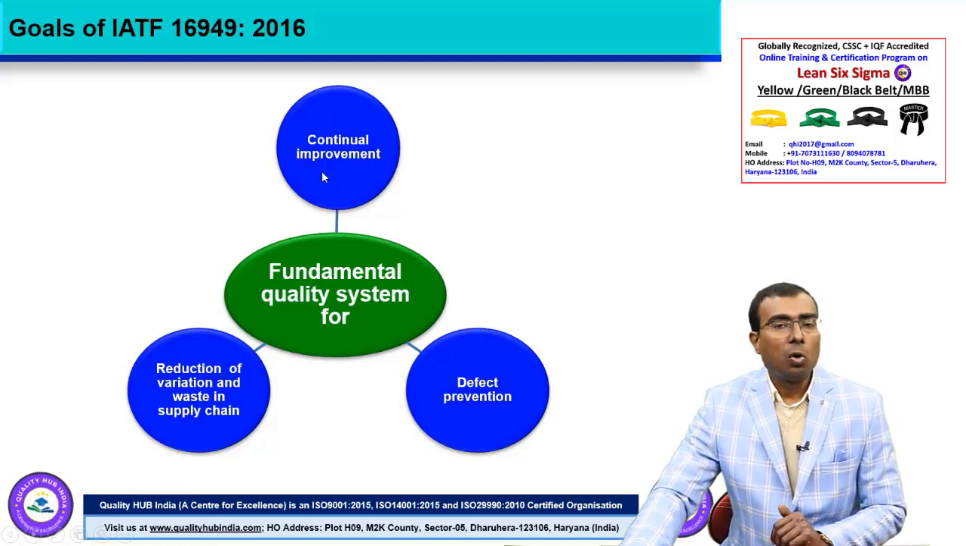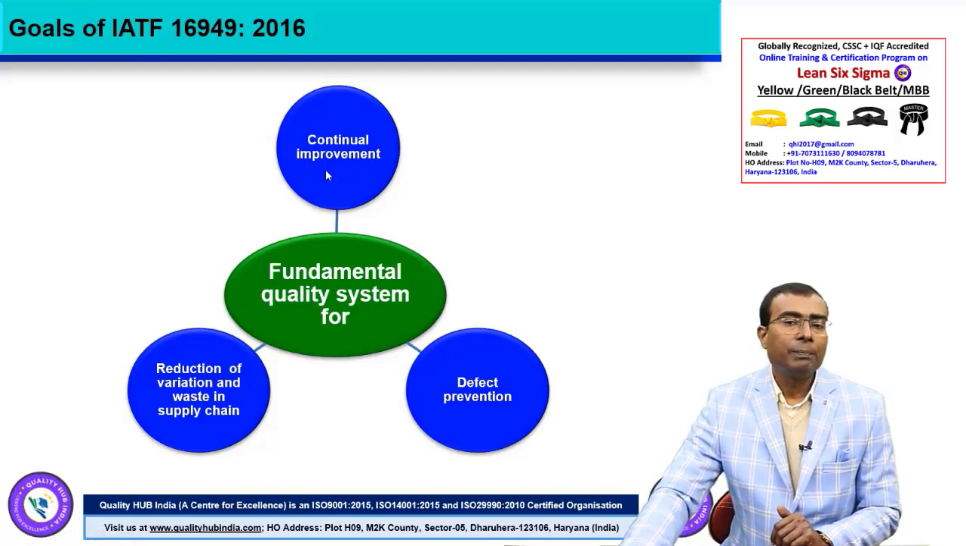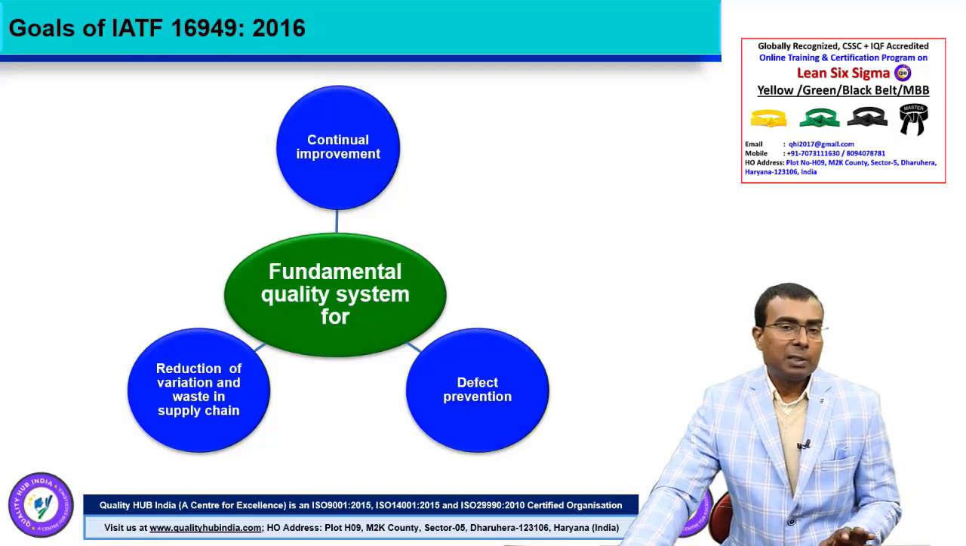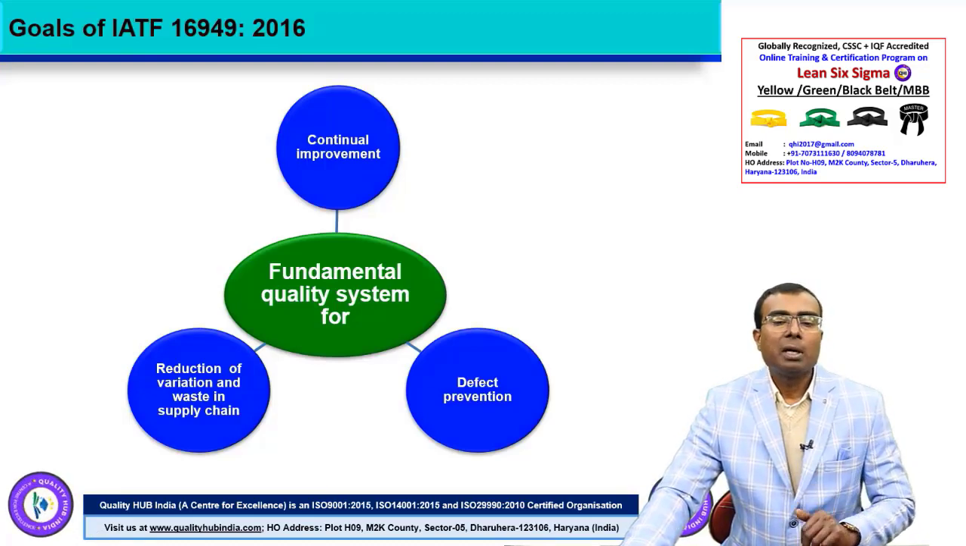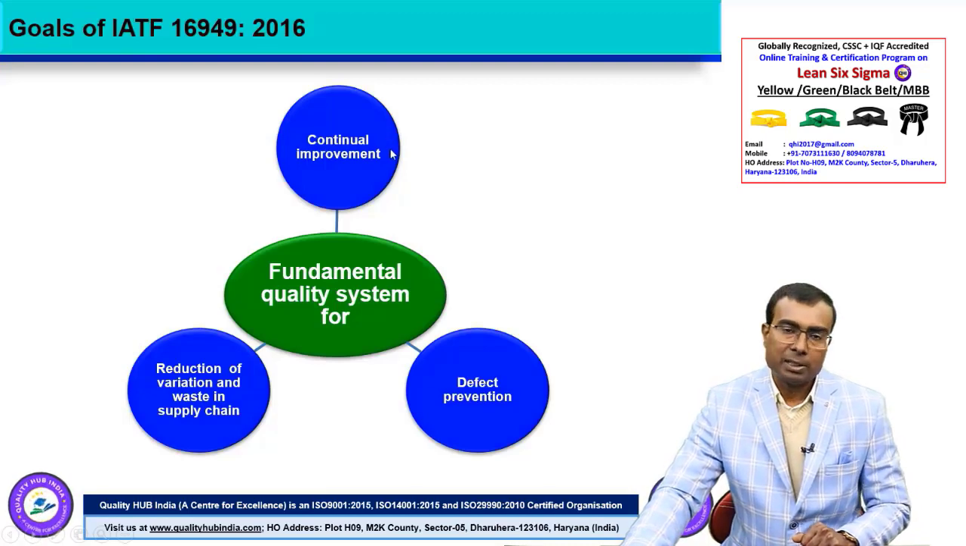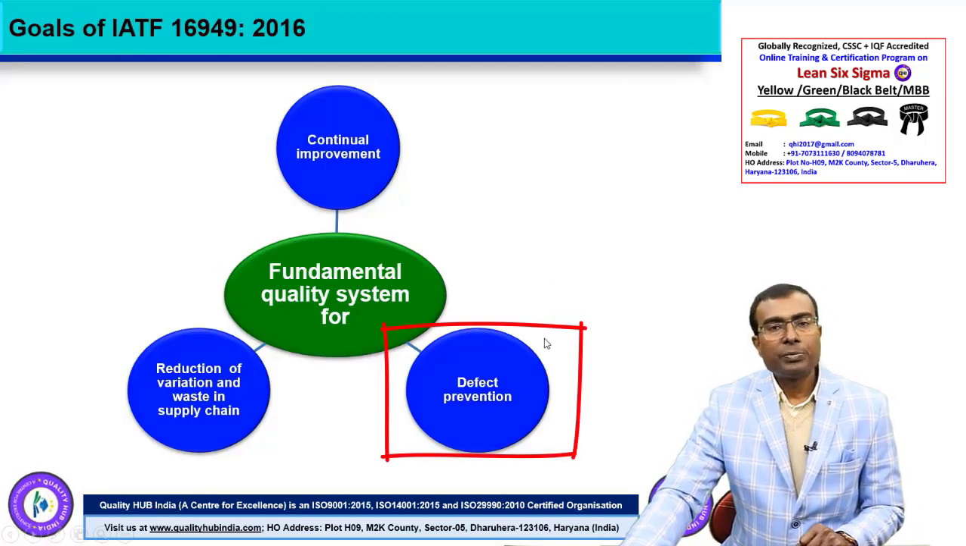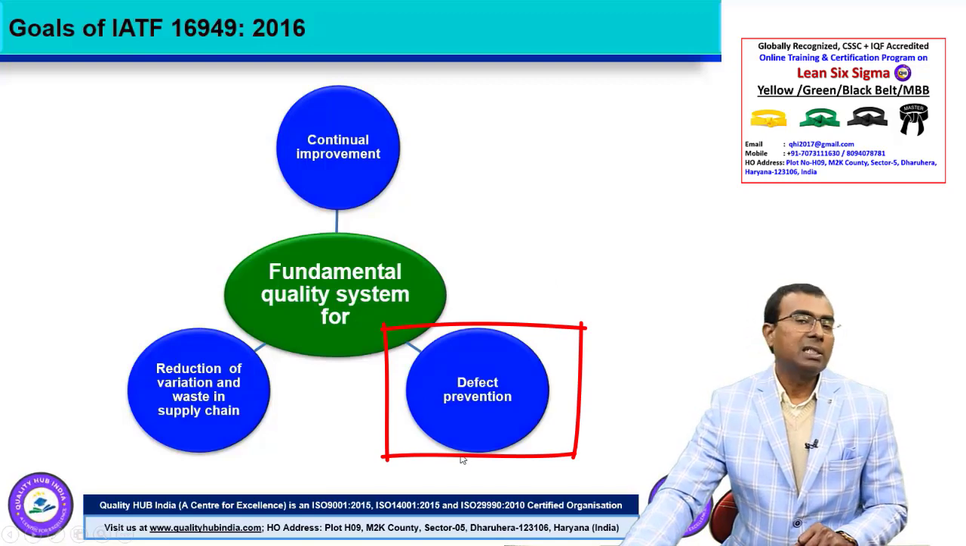So this applies to all the departments, all the functions, whether it is HR, admin, engineering, maintenance. So all the functions, irrespective of the processes and practices you are carrying out, all the companies must have a continual improvement program in place. Now coming to the second goal, which talks about defect prevention.